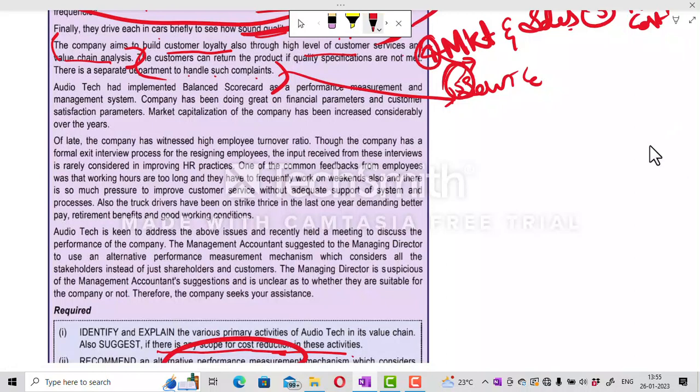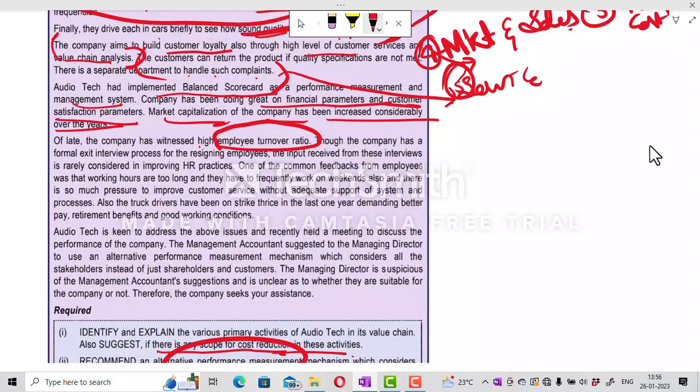Audiotech has implemented the balanced scorecard as a performance measurement and management system. The company has been doing great on financial parameters and customer satisfaction parameters. Market capitalization of the company has increased considerably over the years. Of late, the company has witnessed a high employee turnover ratio, meaning many people are leaving and joining the company.